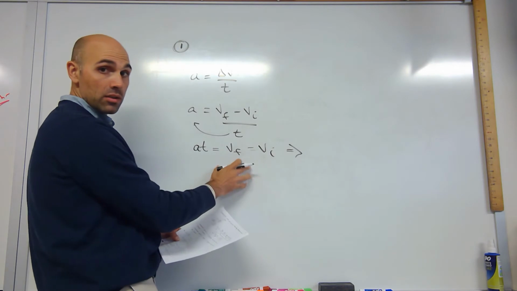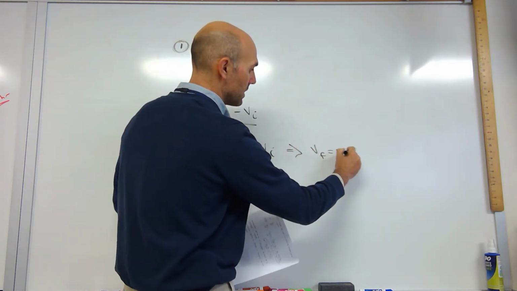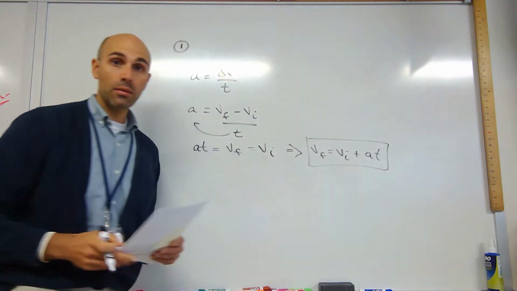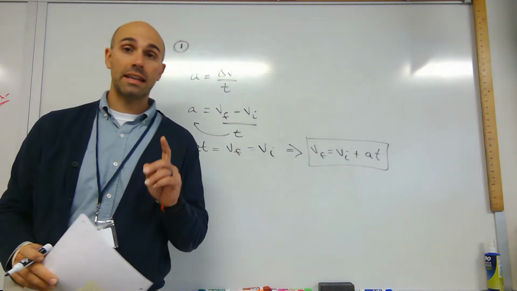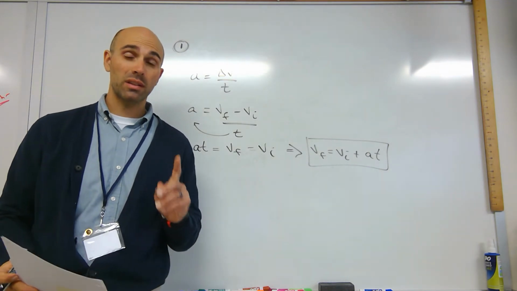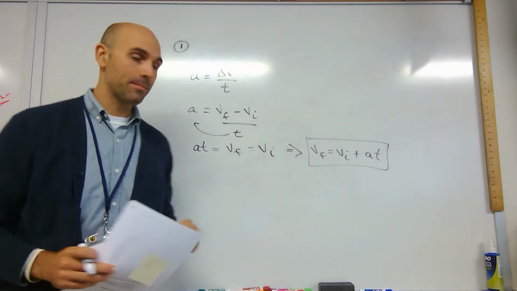So we're going to rearrange this equation and get this. Vf equals vi plus at. That right there is our first kinematic equation. Now there's only 3. All right, that is our first kinematic equation. All right, hopefully you got that.